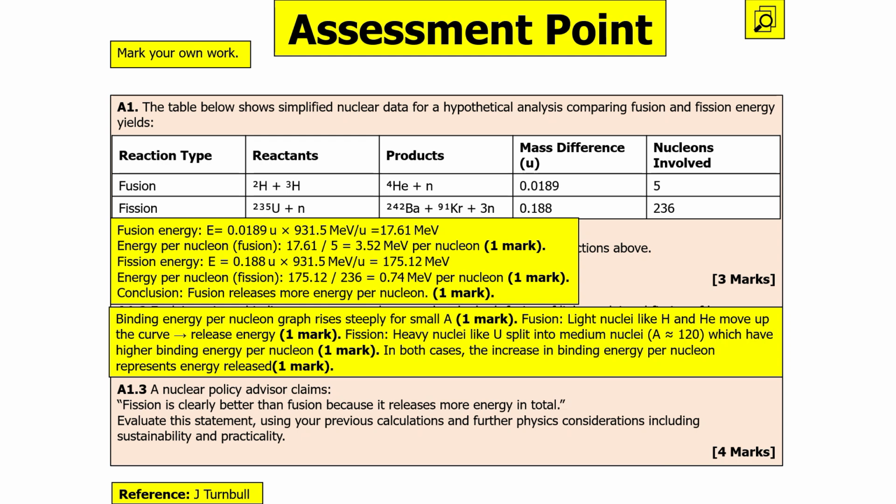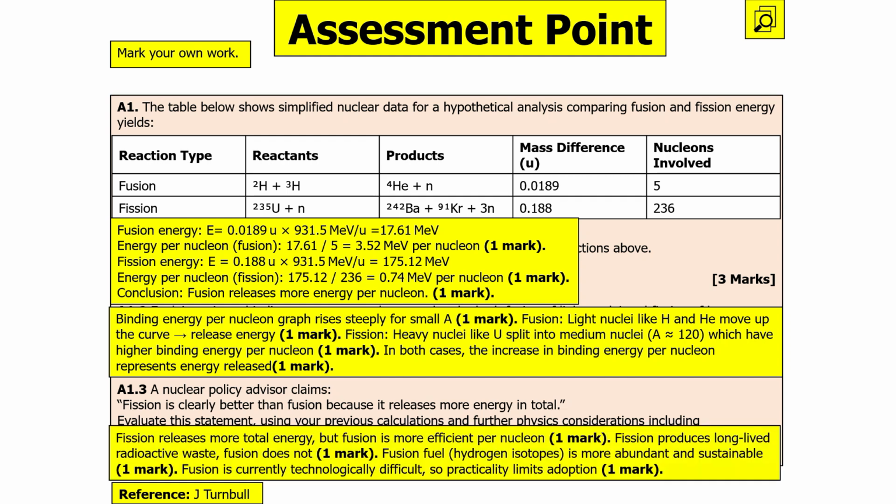Now the binding energy per nucleon graph rises steeply for small A. So for fusion, light nuclei like hydrogen and helium move up the curve and release quite a lot of energy. For fission, heavy nuclei like uranium split into medium-sized nuclei which have a higher binding energy per nucleon. In both cases, the increase in binding energy per nucleon represents the energy released.